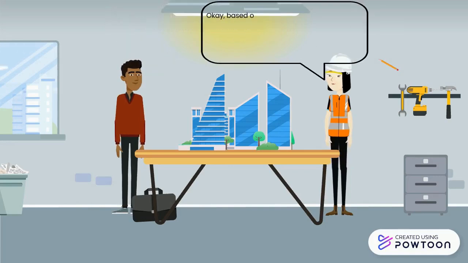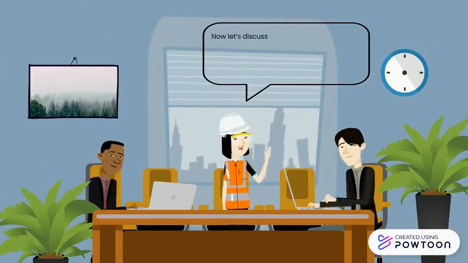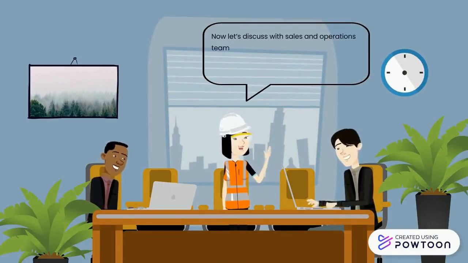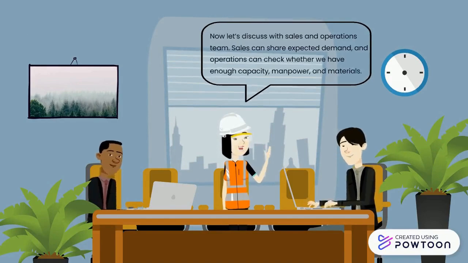Okay, based on our forecast, we expect higher sales for safety helmets this month. So now, we move this information into the next stage, which is sales and operations planning. Now let's discuss with sales and operations team. Sales can share expected demand, and operations can check whether we have enough capacity, manpower, and materials.